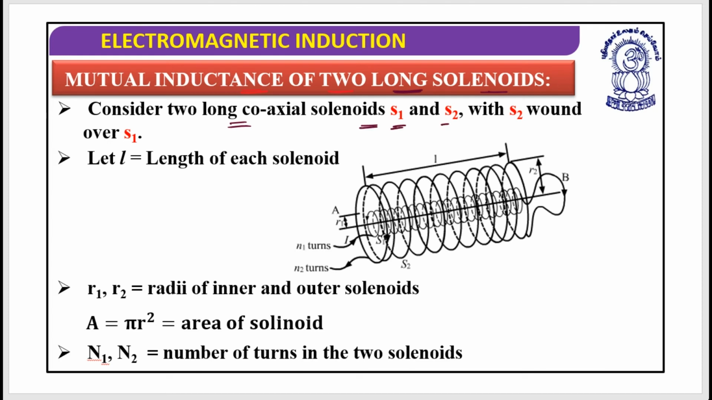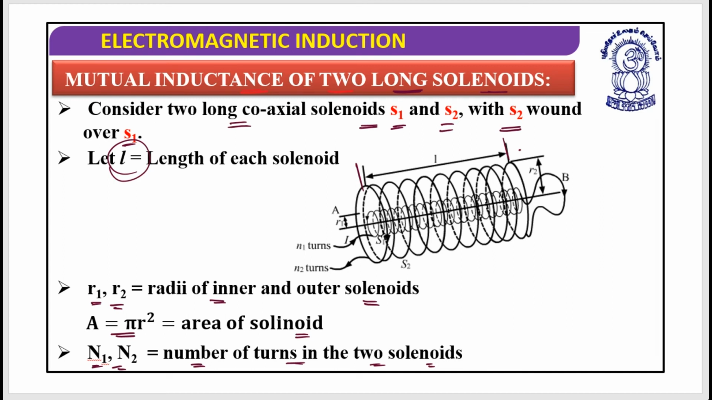One of them is S1 and another is S2, with S2 wound over S1. Let's suppose the length of each solenoid is L, and R1 and R2 are the radii of the inner and outer solenoids. Area would be equal to pi r squared, which is the area of the solenoid, and N1 and N2 are the respective numbers of turns in the two solenoids. These are the notations I'm going to use. Yes, we have kept two solenoids, one over the other, and these two are coaxial solenoids.